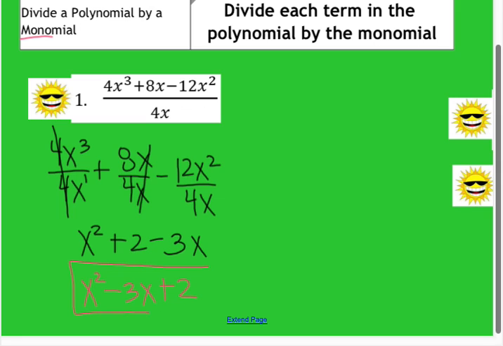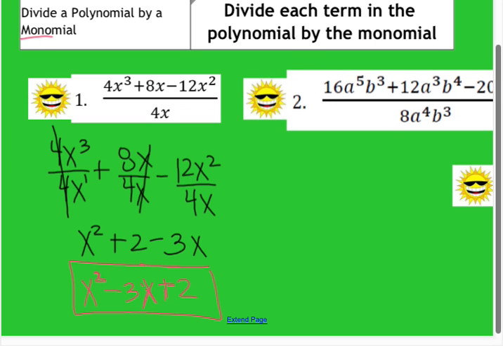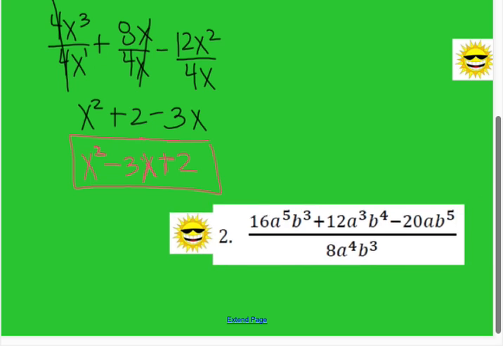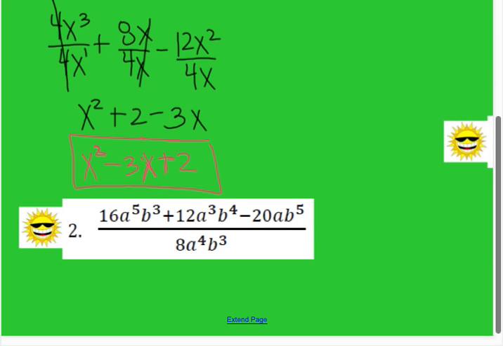The reason this is in standard form is because it gives the variable with the highest exponent first, then the next, all the way to the lowest. We don't need to write the exponent of 1 there. So we're just putting it in order. So there is example 1. Example 2. We are going to divide this polynomial by the monomial.